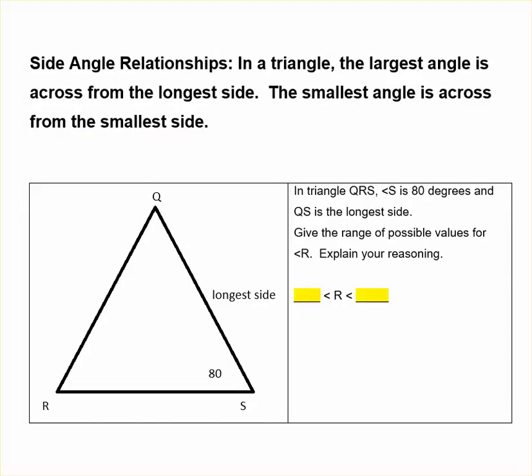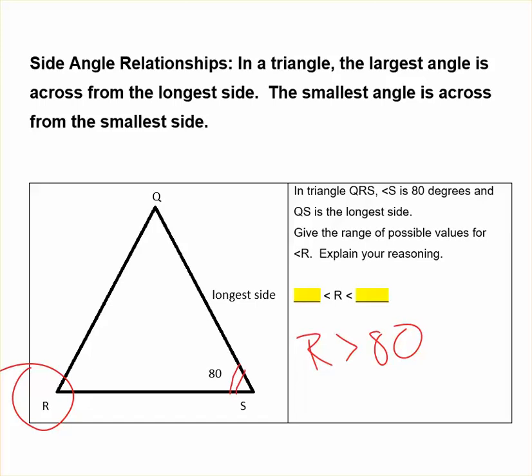A second inequality we learned is the side-angle relationship. This says that in a triangle, the largest angle is across from the longest side, and the smallest angle is across from the smallest side. So in this problem, we're told that angle S is 80 degrees and that QS is the longest side. We want to figure out a range of values for angle R. If my longest side is QS, then R has to be my biggest angle. Well, I already know that I have an 80-degree angle here, so R has to be greater than 80 degrees.